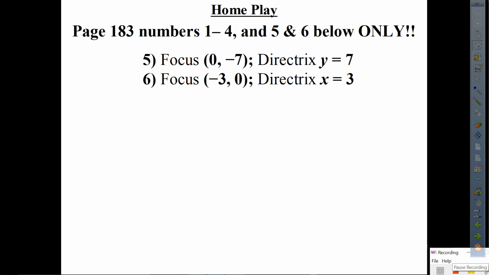Copy and go. All right, so once again, the home play for tonight: page 183, numbers 1 through 4, and numbers 5 and 6 written on the screen. For number 5, a focus of 0, -7, directrix y equals 7. And for number 6, focus at -3, 0, directrix at x equals 3. Some of you are like, oh, snap, Mr. Q. Oh, snap is right. Let's go. These are fun, by the way. These are pretty cool. Yeah, I like these.